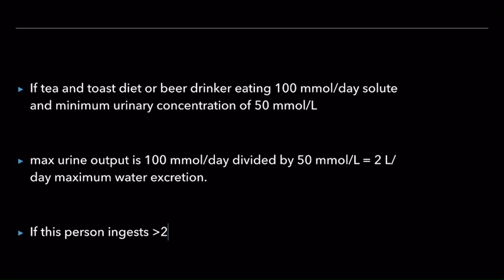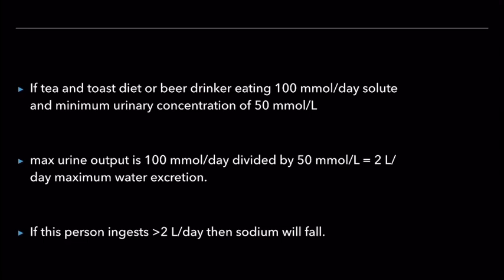So in tea and toast diet or beer drinker, the solute intake is 100 millimole per day, whereas usually the intake is 600 to 700 millimole. So the minimum urinary concentration is actually 50 millimole per liter, and maximum is 1200 millimole per liter. So the maximum urine output by this 100 millimole solute load per day is actually equal to 2 liter. That is 100 divided by 50.